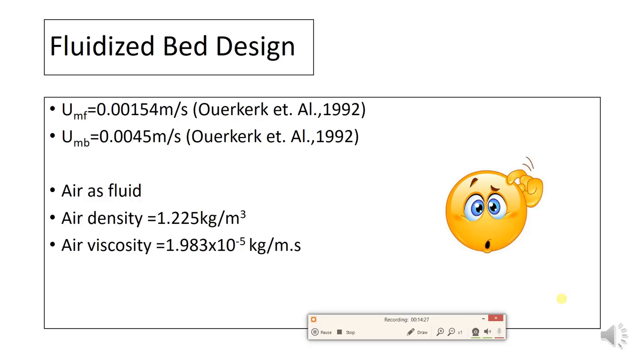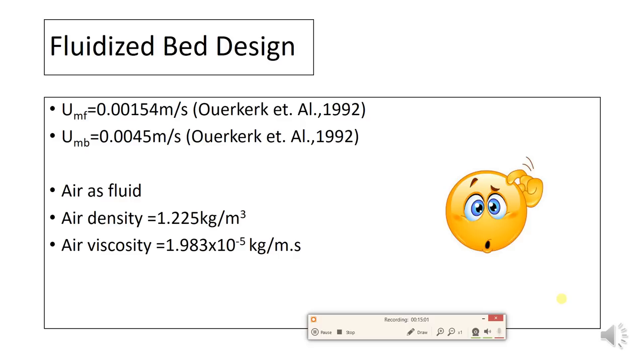Next we proceed to the fluidized bed design. First we obtain the minimum fluidization velocity, which is 0.00154 meters per second, and the minimum bubble velocity, which is 0.0045 meters per second. Both data we obtain from the journal.